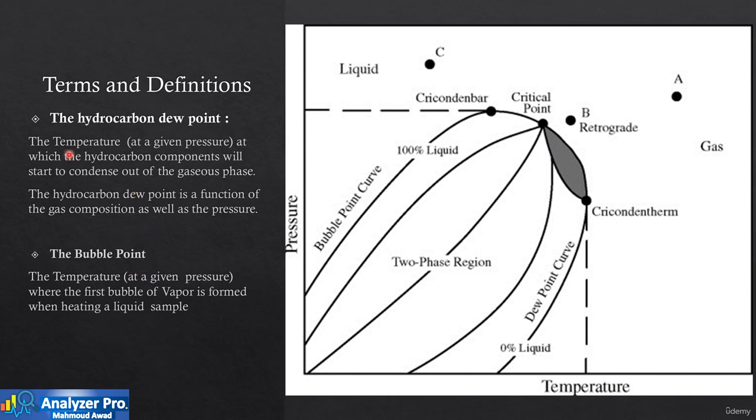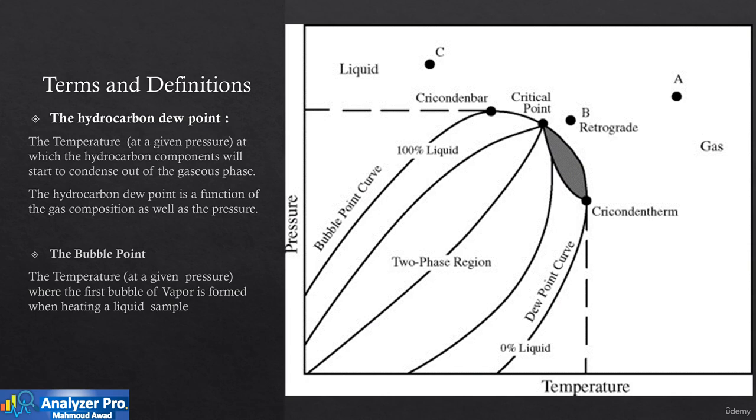The first one is the hydrocarbon dew point. The hydrocarbon dew point is the temperature, at a given pressure, at which the hydrocarbon components will start to condense out of the gaseous phase. The hydrocarbon dew point is a function of the gas composition as well as the pressure, meaning that it is the temperature at which the gases start forming liquid droplets.